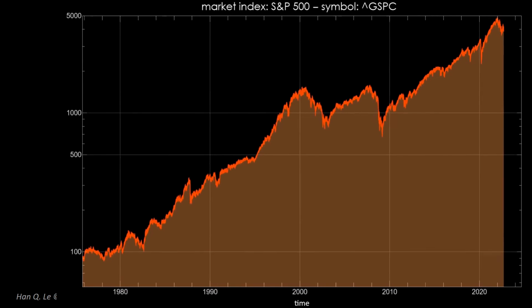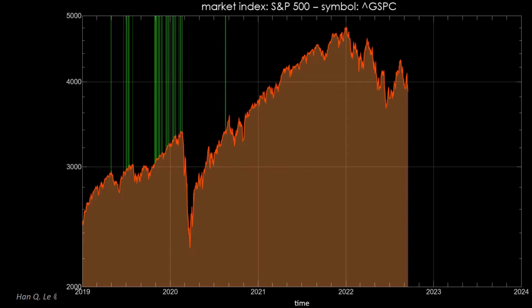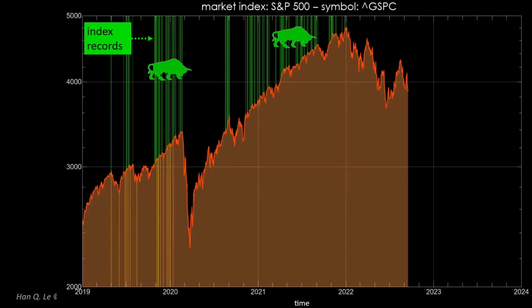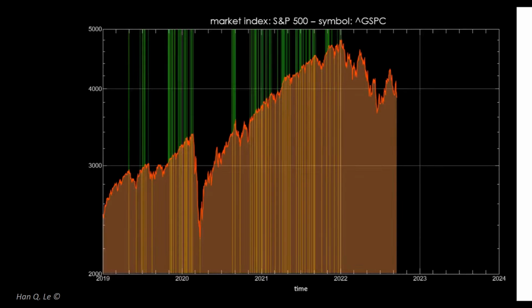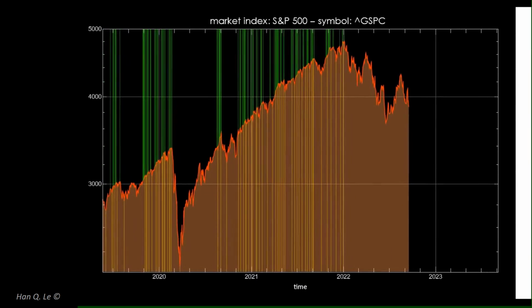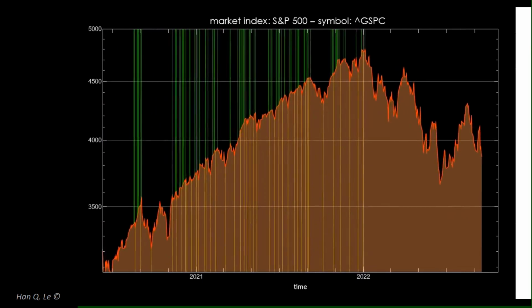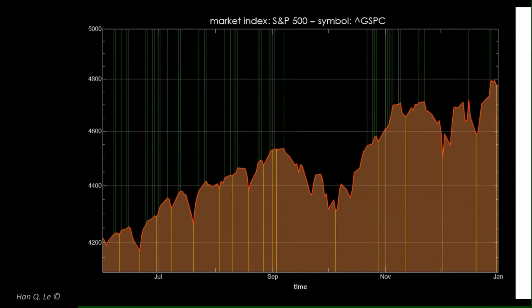Consider S&P 500. This chart zooms onto the index values over the last 4 years. Shown are 148 record highs of the episode, and also 64 index lows or bottoms, which are minima between two successive records. Not all record highs or lows are of interest. Many are simply day-to-day fluctuations with small gains or losses less than 1 or 2%, as can be seen in this zoomed-in chart for June to December 2021.